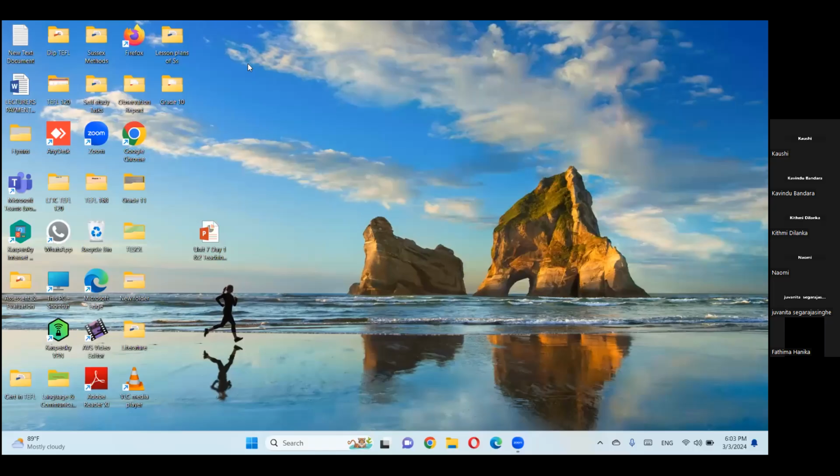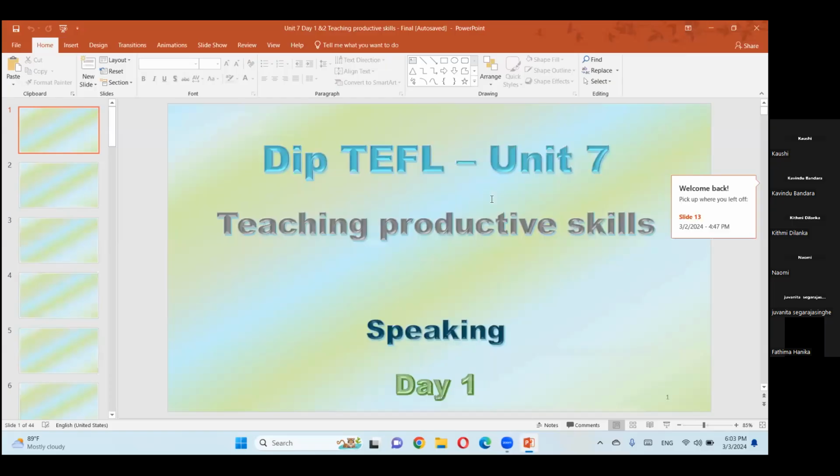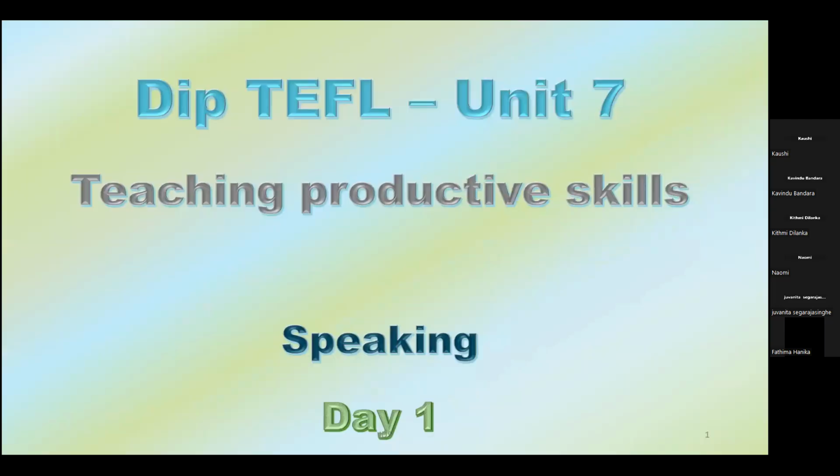Right. When it comes to Unit 7, it's on teaching productive skills. So we will be discussing how to handle productive skills. Already we have seen how to teach reading. Reading is a receptive skill. Listening and reading are receptive skills, which we have already discussed. Today, we are starting with productive skills, how to handle productive skills in the classroom, as well as certain factors related to the productive skills, right?